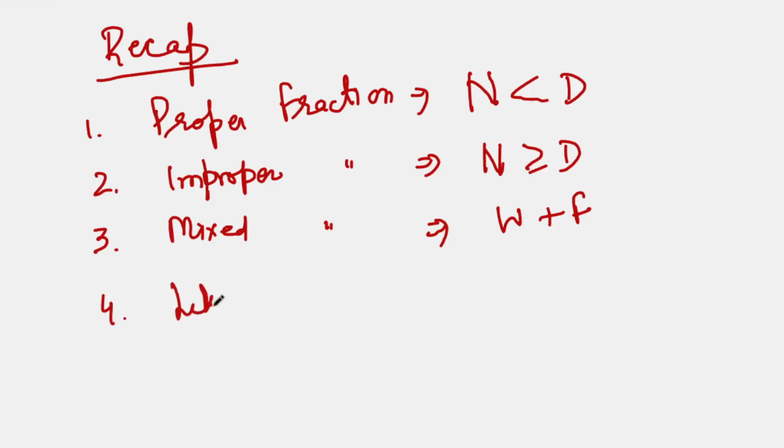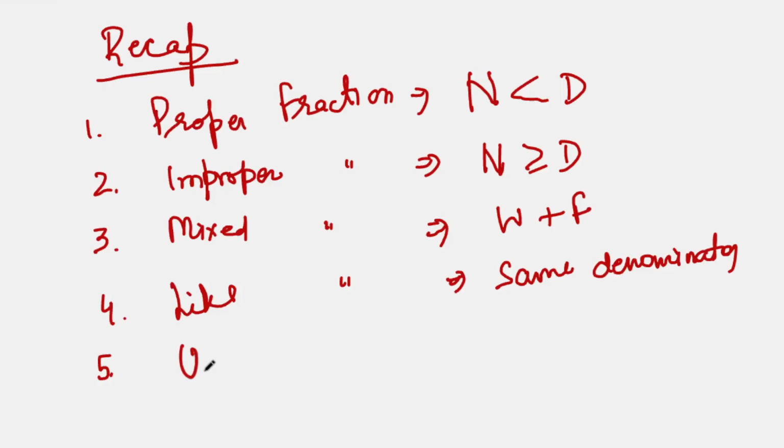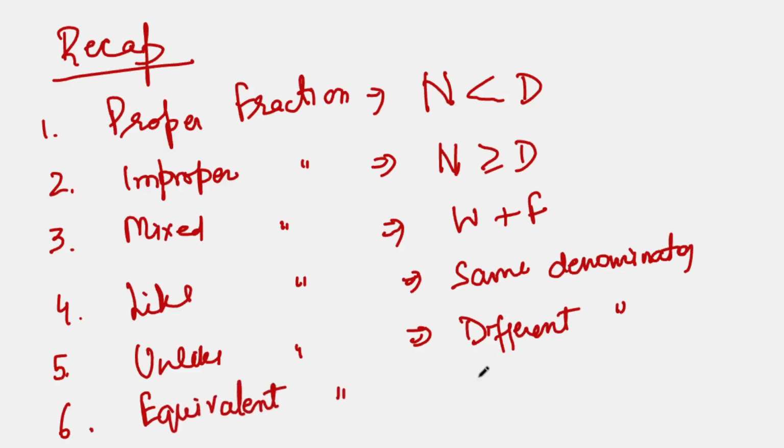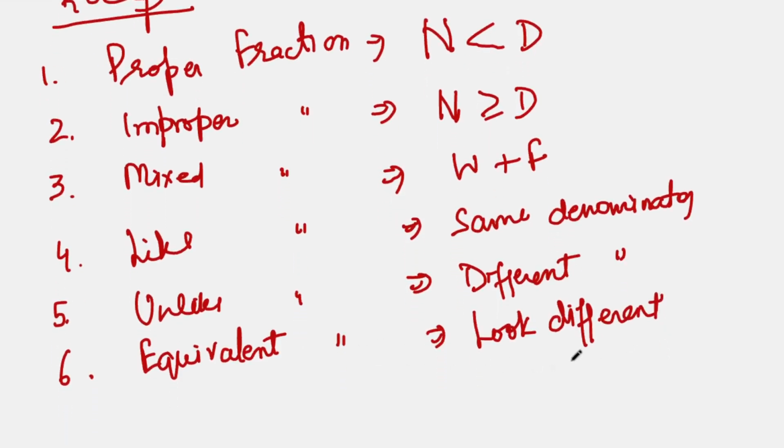Next we learnt about like fractions, where different fractions have the same denominator. Next we learnt unlike fractions, where fractions have different denominators. And then we learnt equivalent fractions, which means fractions which look different but represent the same value.